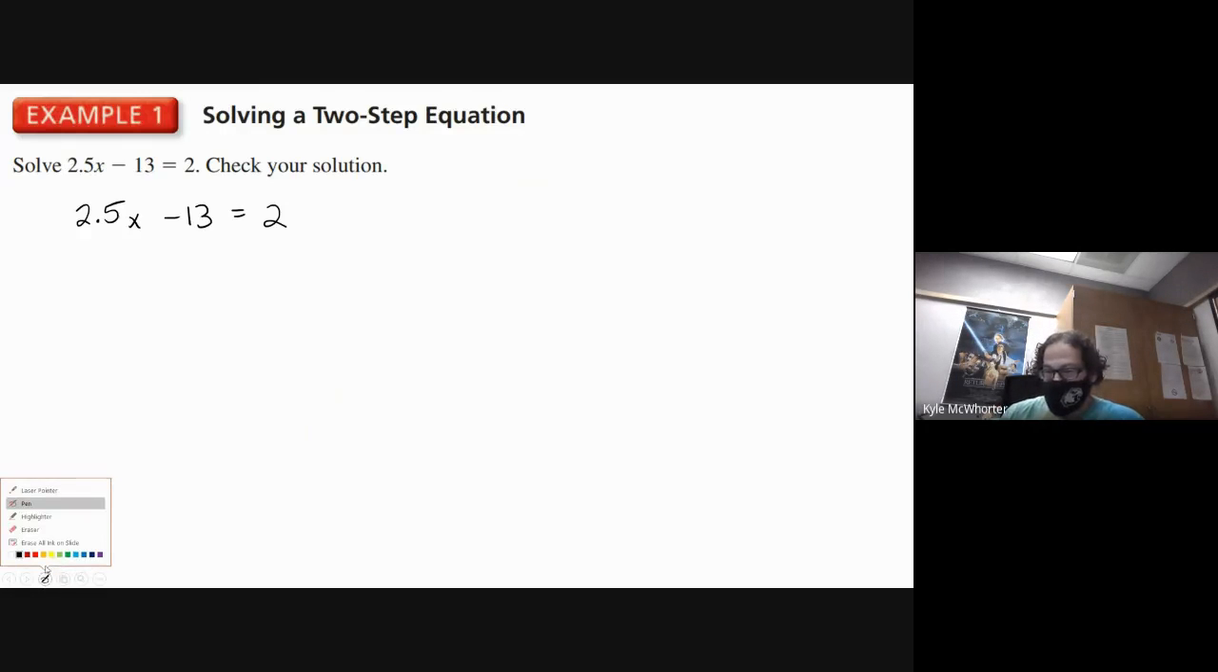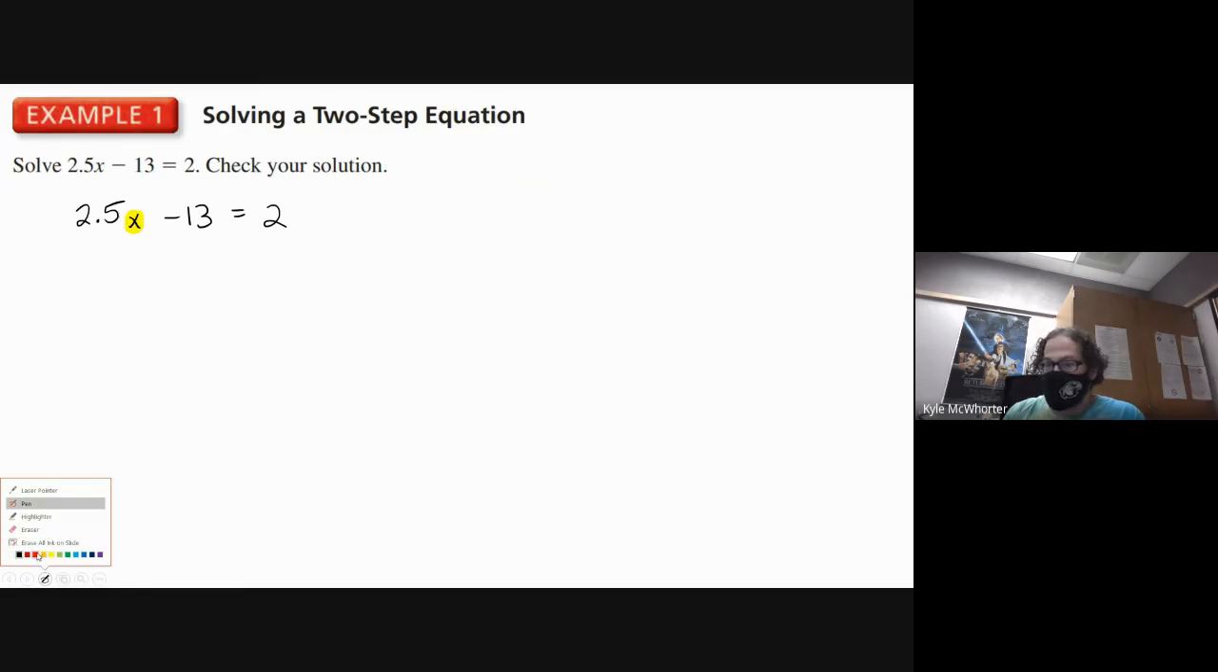Just as a visual way to remind you that we're focused on the variable, I'm going to highlight it. We're focused on what operations are happening to the variable, and then we're going to undo those operations. Since we're undoing them, we want to undo them in reverse PEMDAS. So what is happening to the variable? We've got multiplication by 2.5, and we've got subtraction by 13. Which one do we undo first? The subtraction.